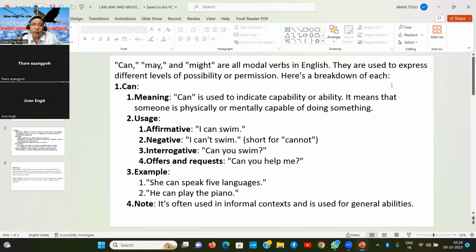Let's talk about can. What is the meaning? Can is used to indicate capability or ability. To indicate that, we use the word can. It means someone is capable, not only physically, even mentally.